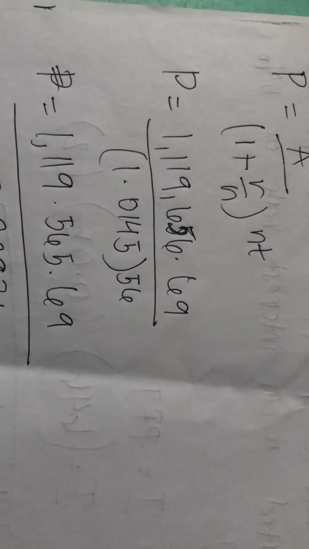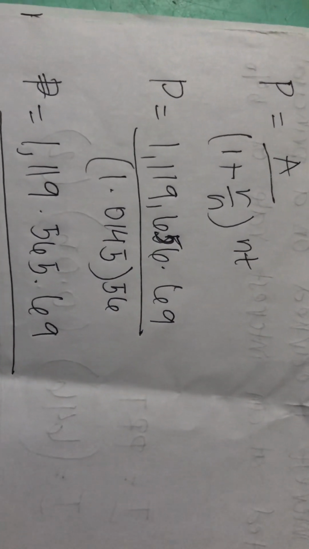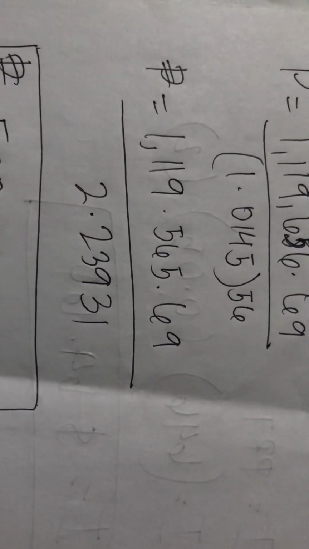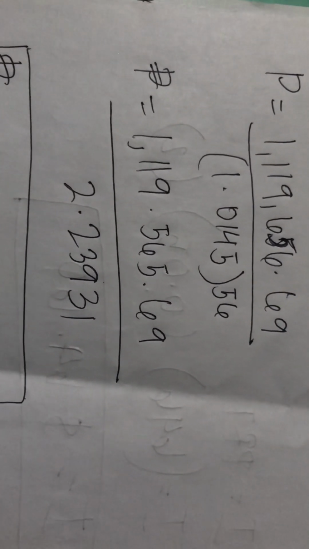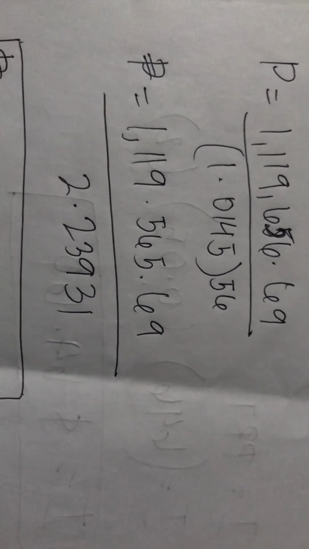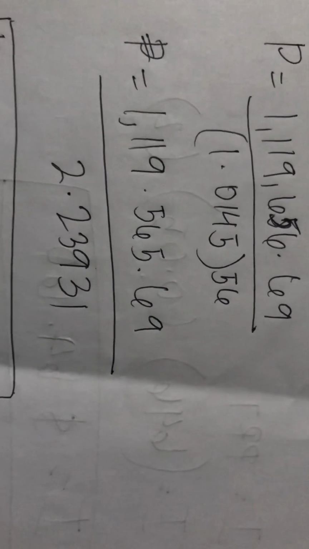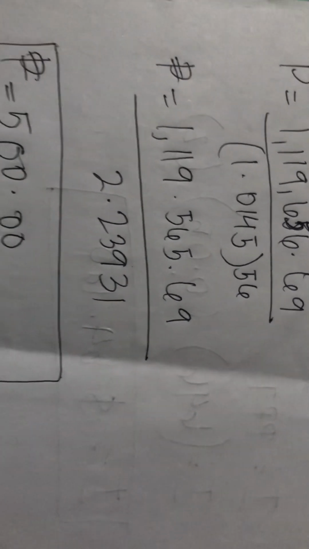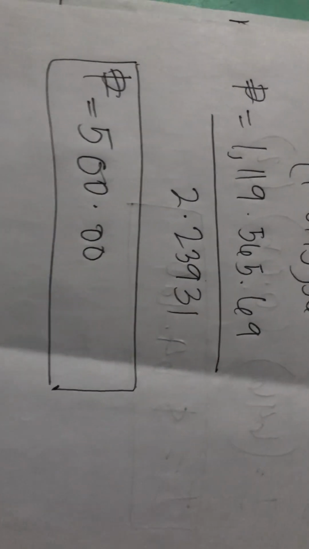Then write P equals 1,119,656.69 over 1.0145, close parenthesis, then at the top of the number is the 56. Then write P equals 1,119,565.69 over 2.23931. Then you can get the answer of 500.